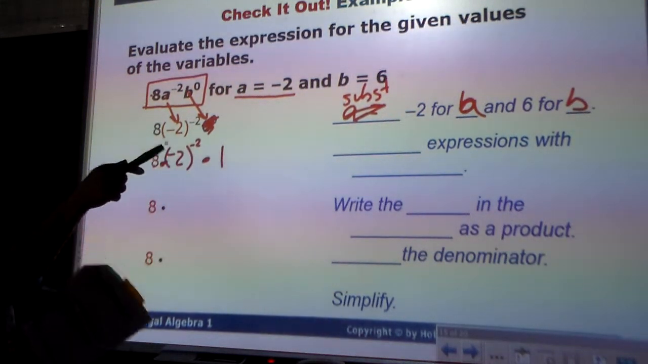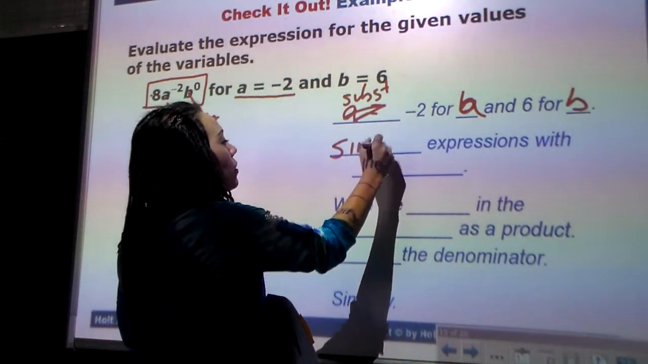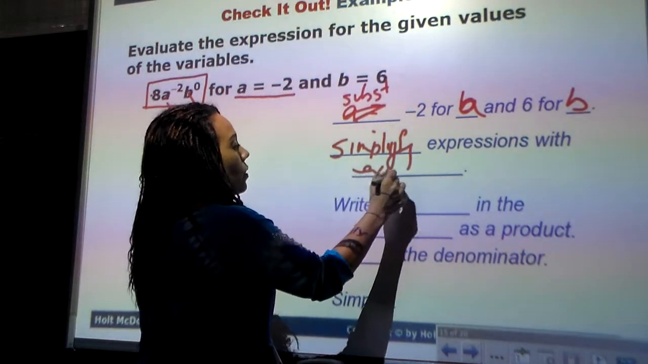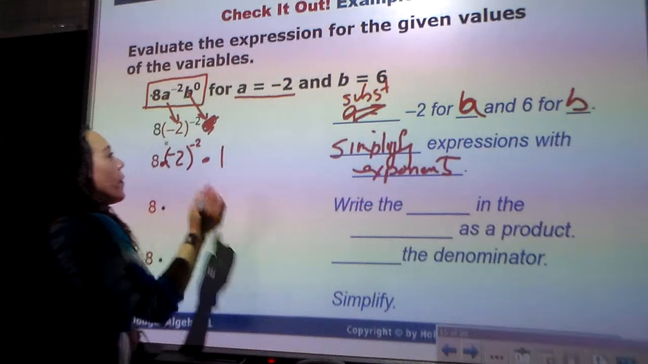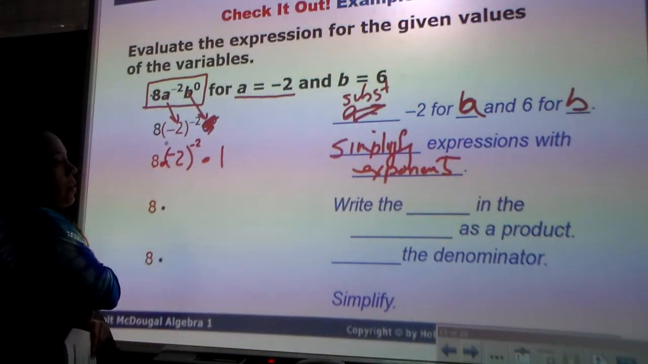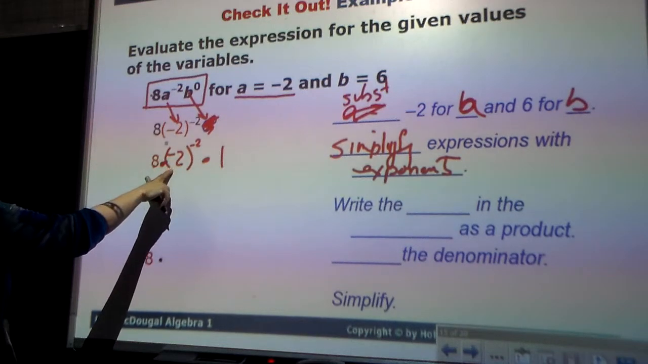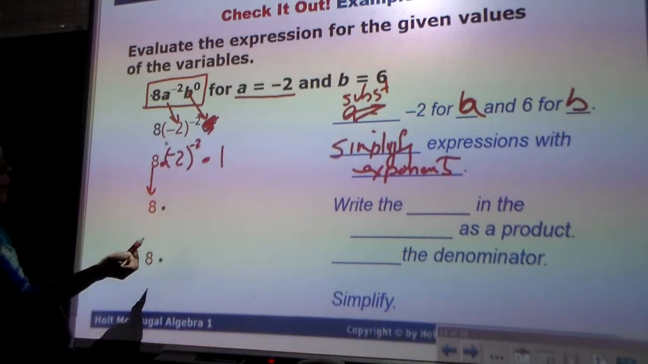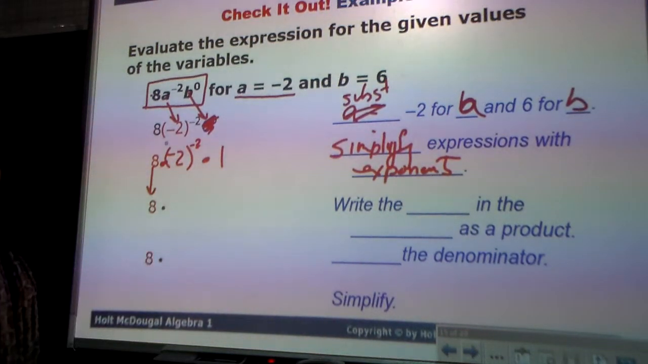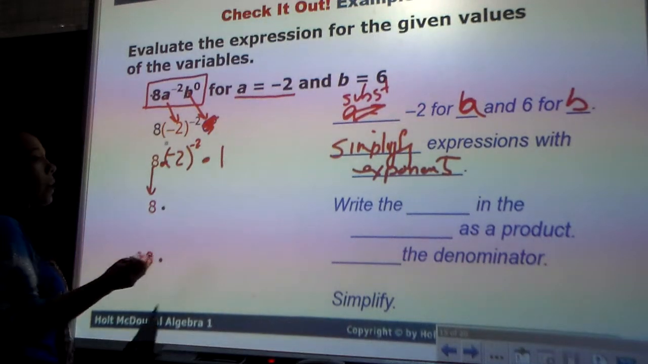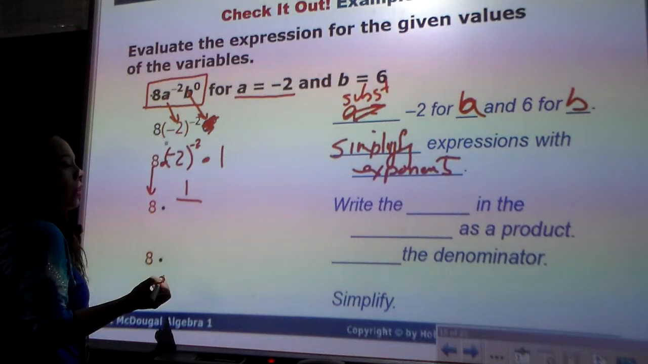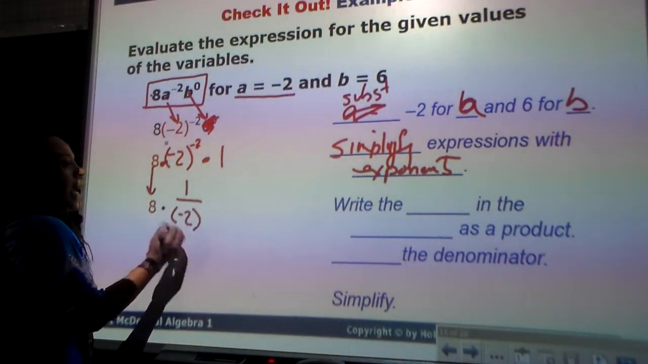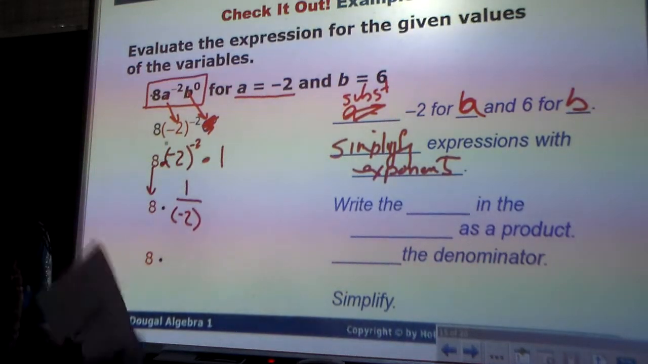However, let me give you some stuff over here. We're going to simplify expressions with exponents. The part that I simplified first was this 6 to the 0. I also have to simplify this negative 2 to the negative 2 power. My 8 stays the same, but how do I handle negative 2 to the negative 2 power? As soon as I see a negative power, I'm going to say 1 over. Negative 2 is in parentheses, so I keep the negative 2, and instead of the negative 2 power, I keep it to the positive 2 power.